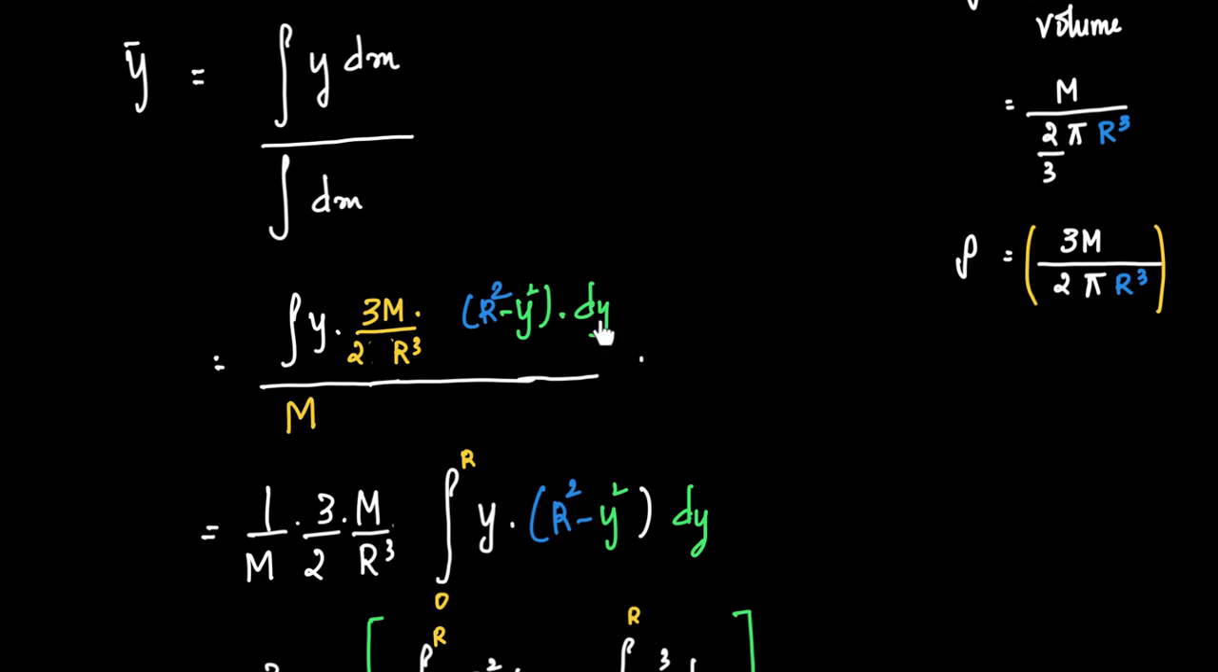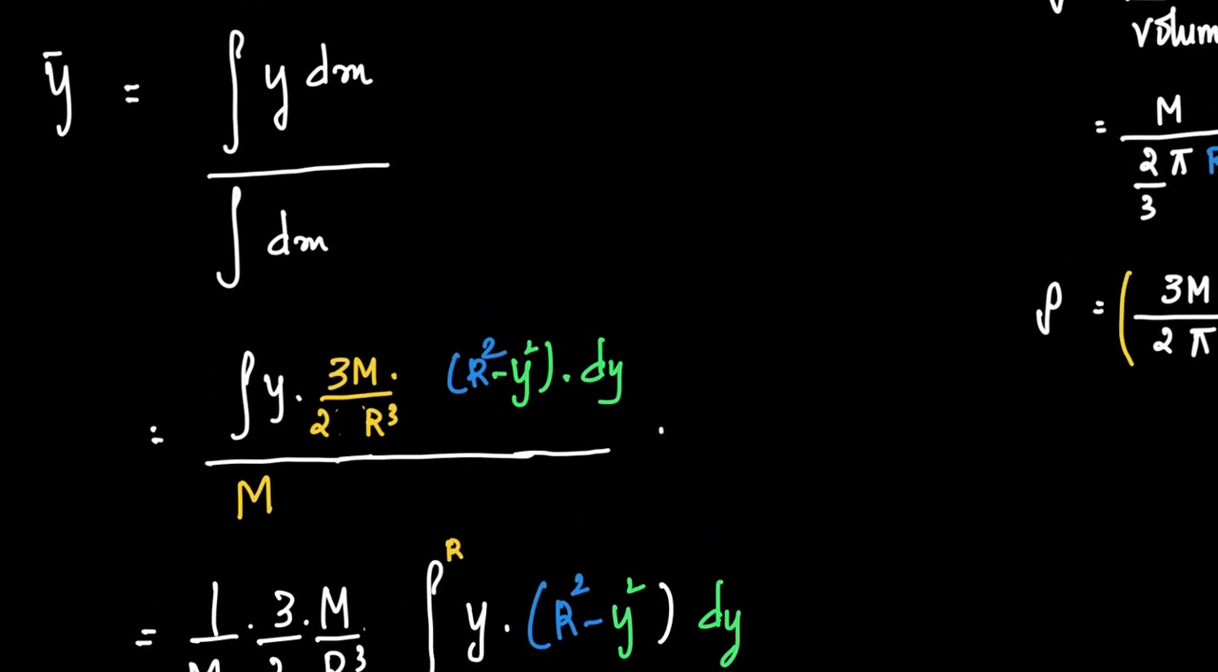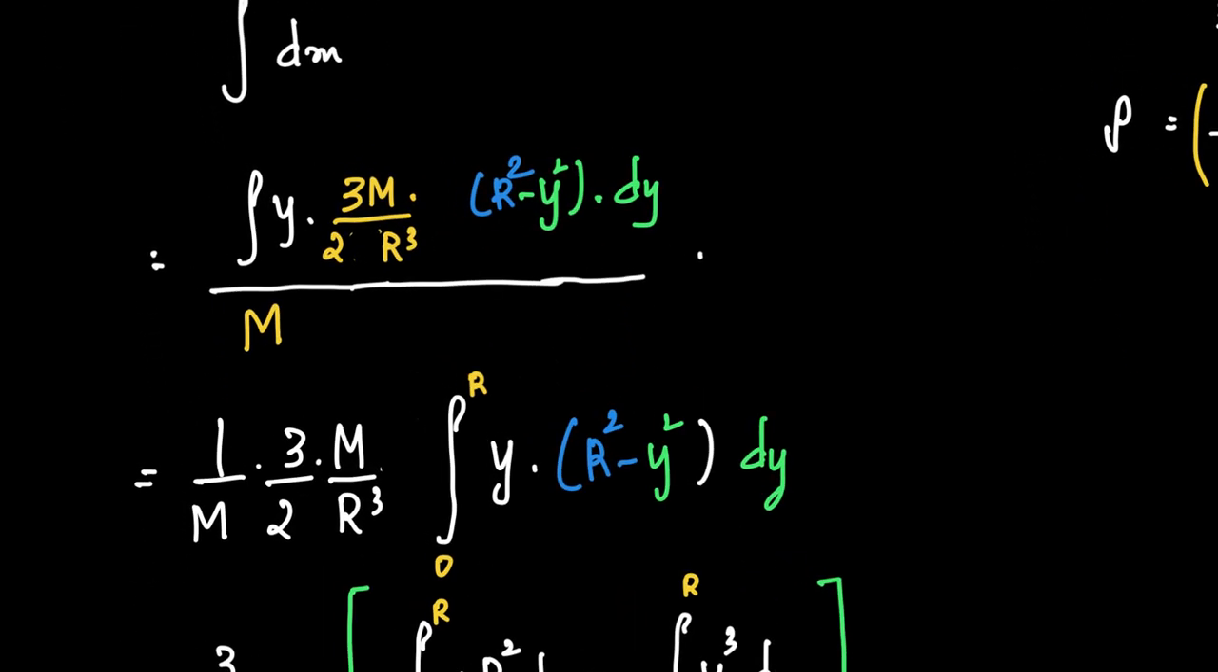into r square minus y square dy. Now in this, if we consider these two steps alone, the only mathematical part I've done is, since mass is a constant, and since 3 by 2 is a constant, m is a constant, r cube is a constant, I have taken these factors out of the integrand and written the same as 1 by m into 3 by 2 into m by r cube into integral y r square minus y square, y varying from 0 to r.